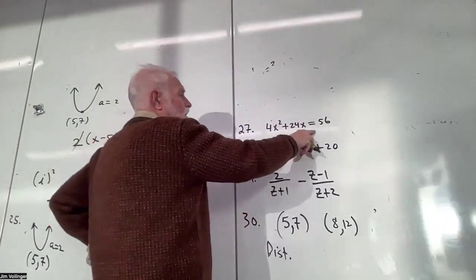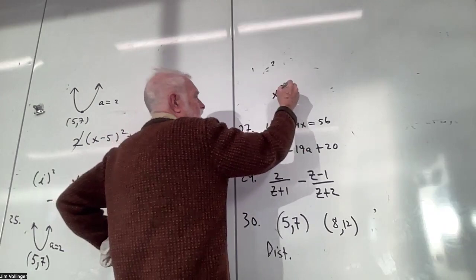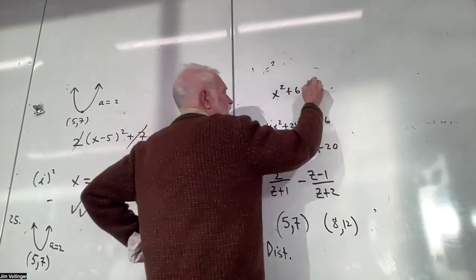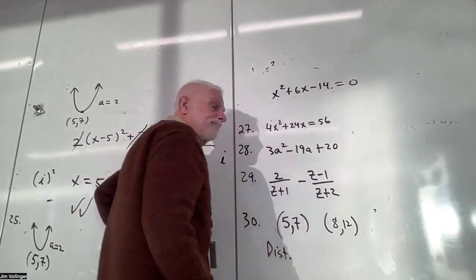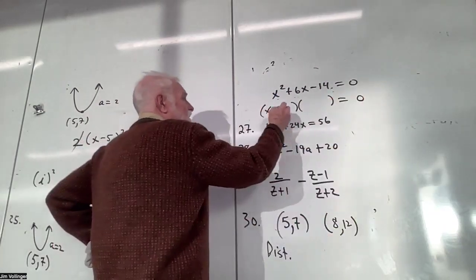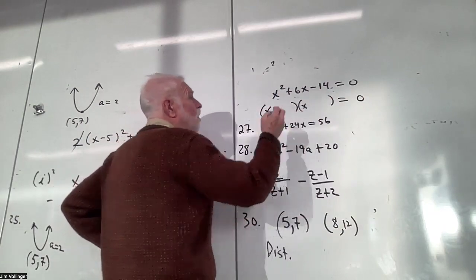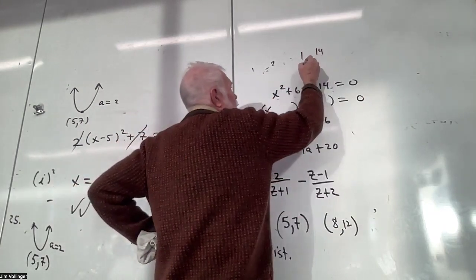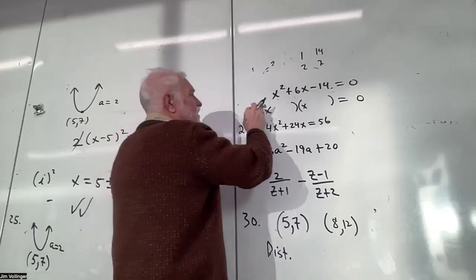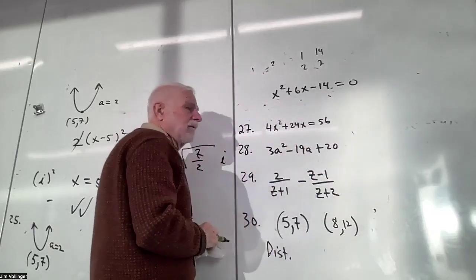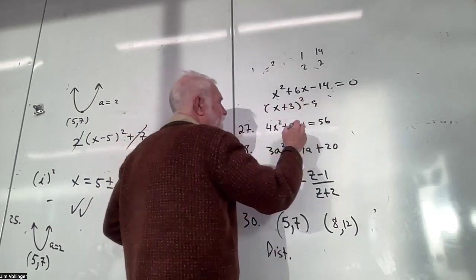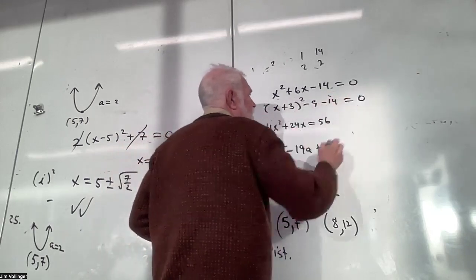Well, 4 goes into everything, so I'm just going to simplify right here. X squared plus 6x. And I'll bring this 56 to the other side. 4 times 14. So minus 14 equals 0. Classic Algebra 1. X times x. I need 2 numbers that multiply out to 14. 1 and 14, 2 and 7. I'm not seeing it. So therefore, what do we do? Well, no longer classic Algebra 1. Now it's completing the square. So that's x plus 3 squared minus 9 minus 14 equals 0.